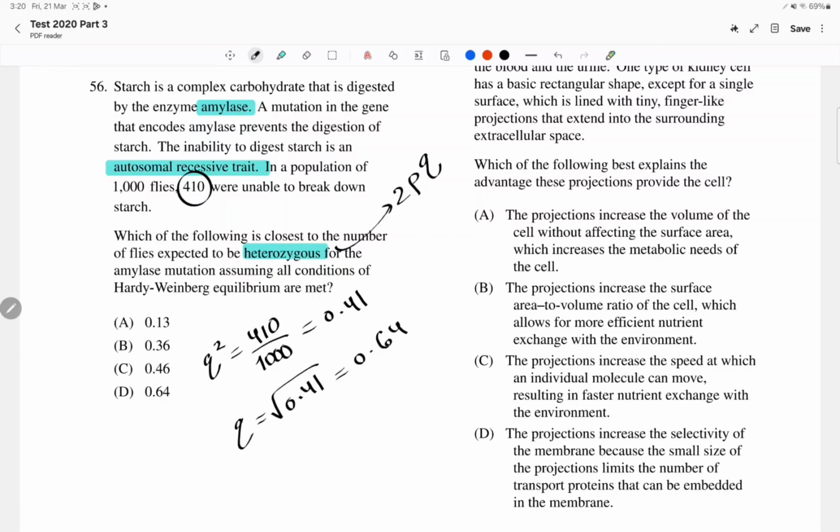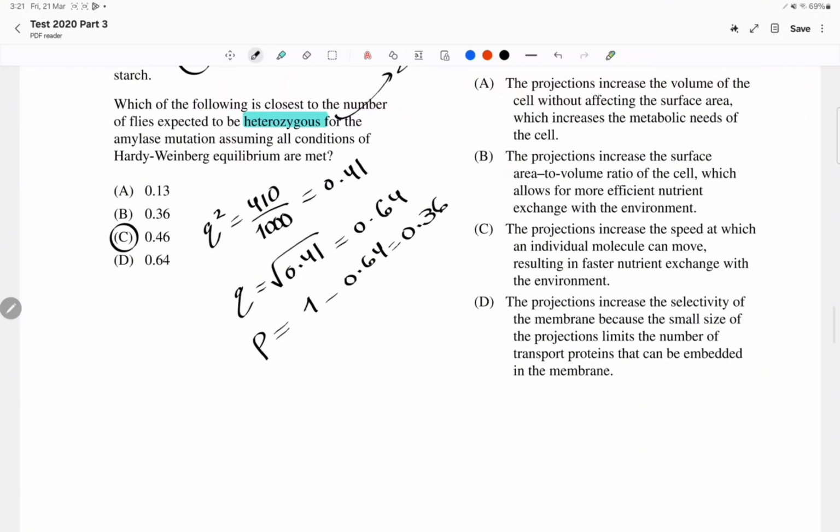So now I found the q. Now it's time to find the p. p plus q equals 1, so 1 minus that is 0.36. Now they want 2 times p times q. So you say C? Yes. Oh, okay, you did the math? Yes. Is it B? No, B is the p. But they want the heterozygous, which is 2 times p times q.